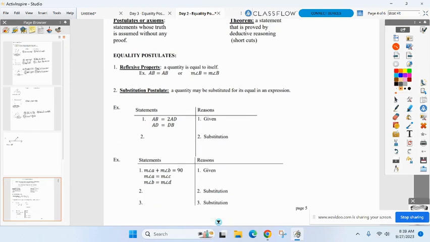I did a statements and reasons for you already. The length of AB is twice the length of AD. AD is also equal to DB. Wait a second. AD equals DB? So anywhere I see an AD, what can I put in its place? I could take DB and substitute it in to write a new statement. And what's that new statement say? AB is also 2 times the length of what? Substitute it in.